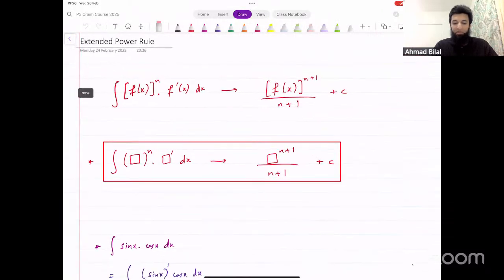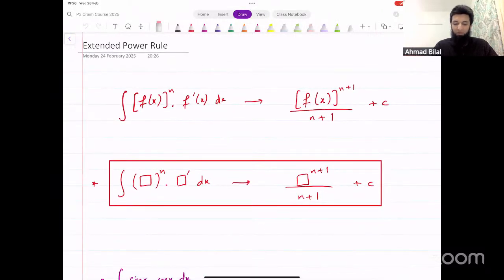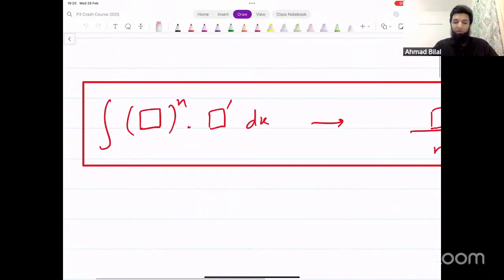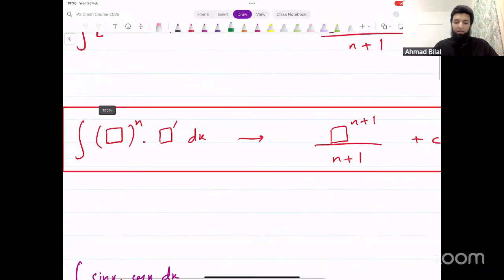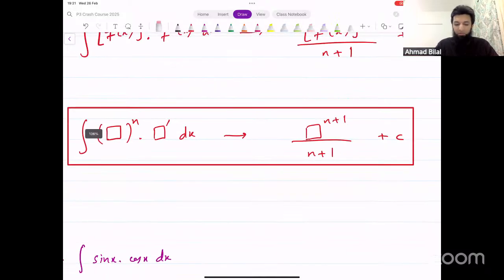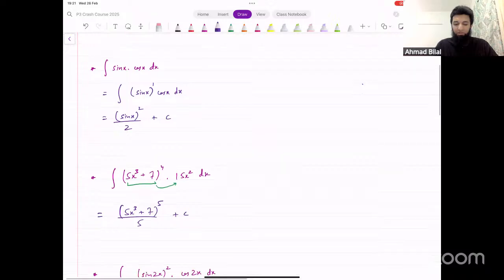Then this extended power rule that we did in one of our classes, and that was, if you have something of this form, when you have an expression and a power on top of that, and you have the derivative of this base multiplying outside as well, then the integration of this is just this power n plus 1 divided by n plus 1, right? And this can be used to simplify some integrals. We did some examples of this.